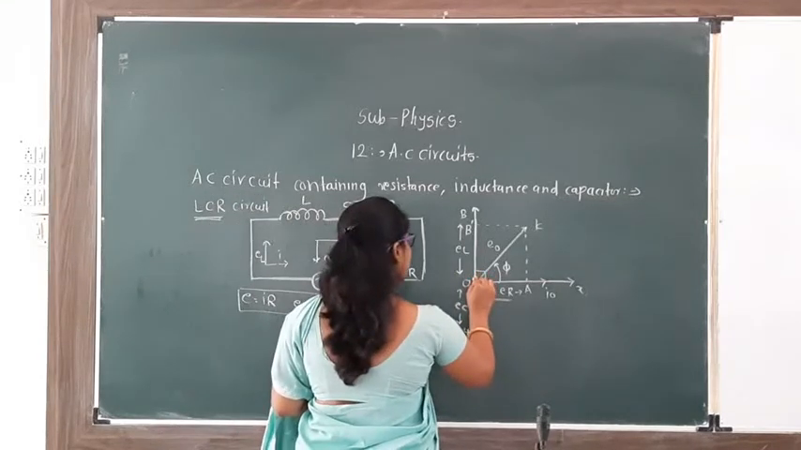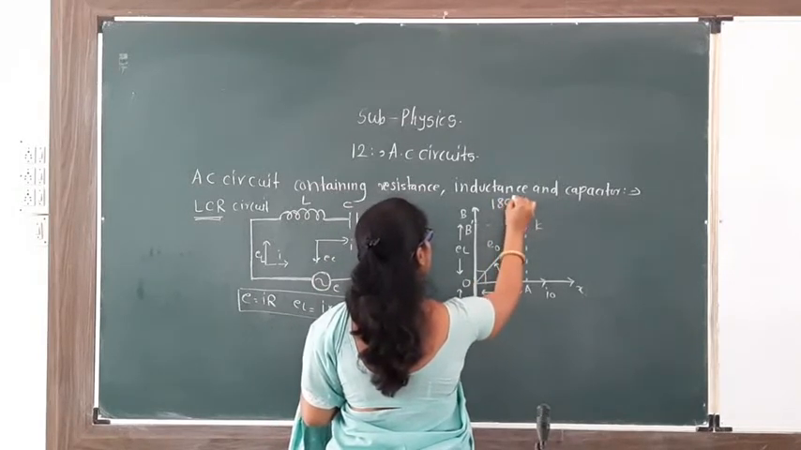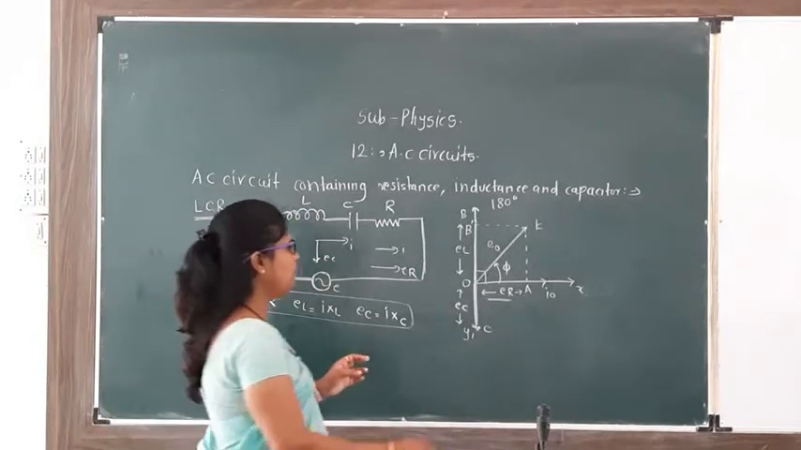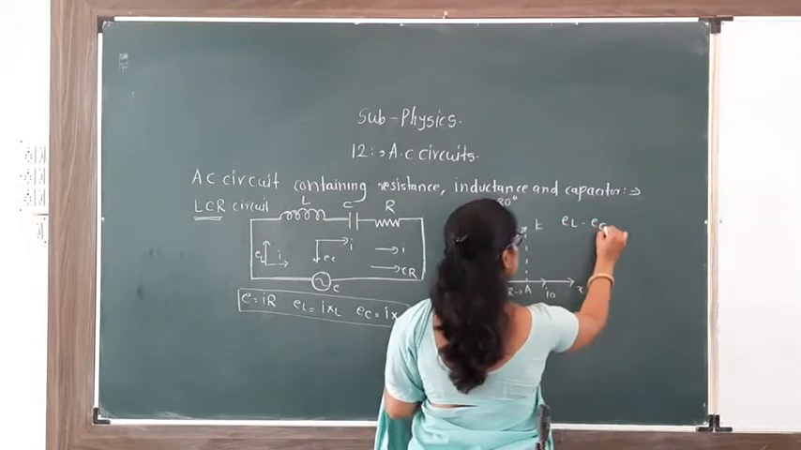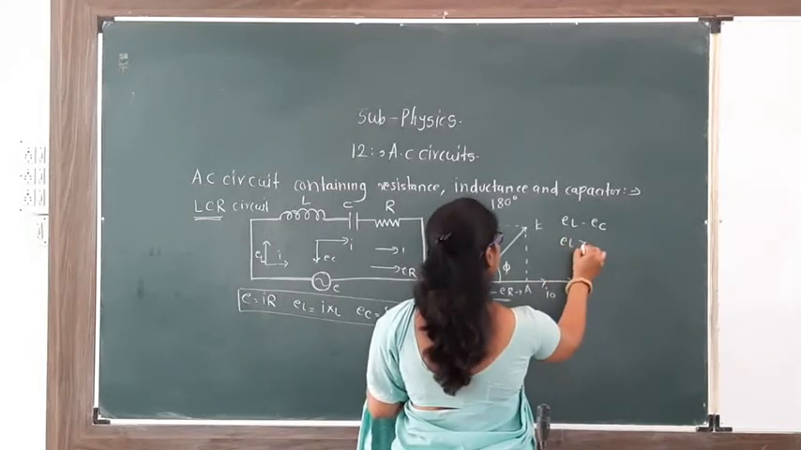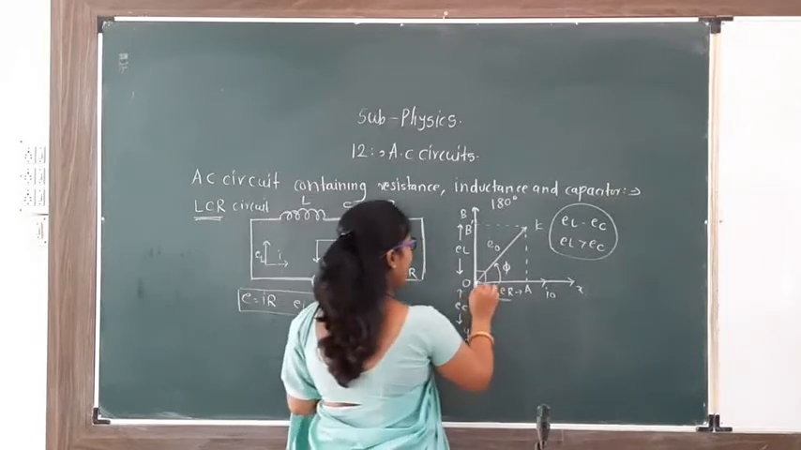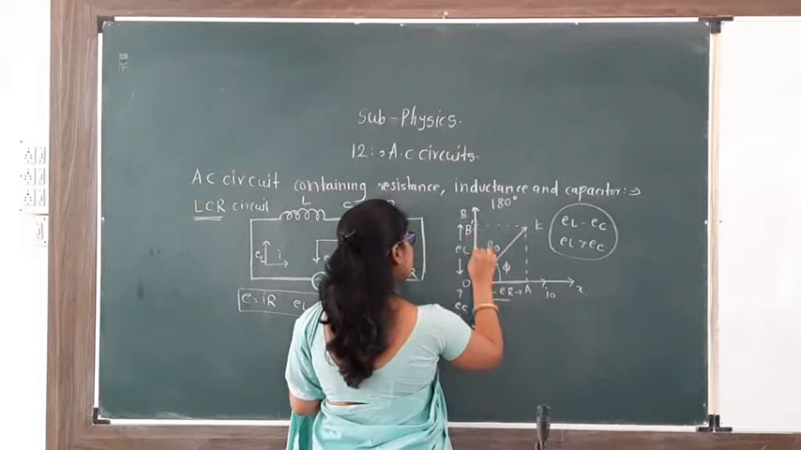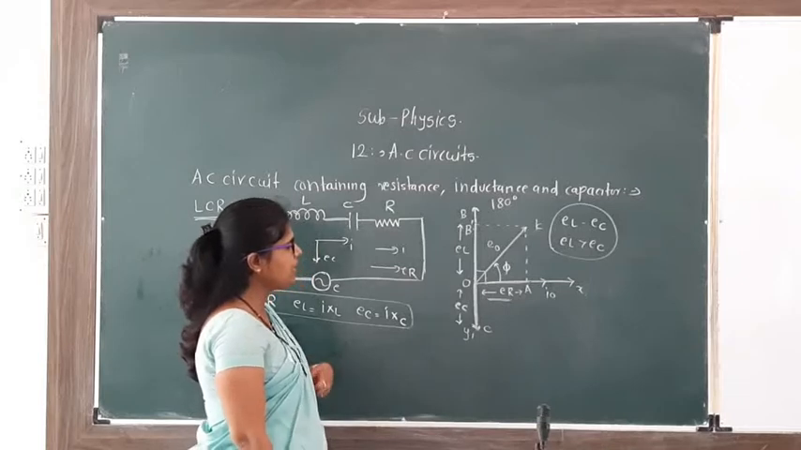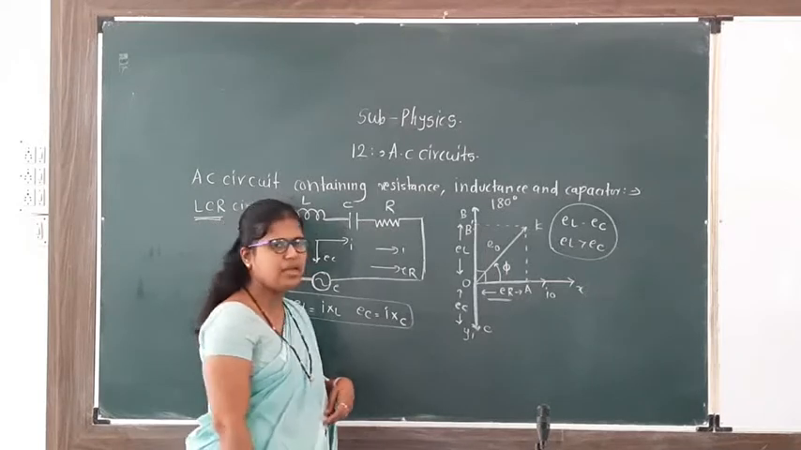The voltage across L and the voltage across C, EL and EC, have a phase difference of 180 degrees. So the net reactive voltage means EL minus EC, where EL is greater than EC. ER is in phase, and EL and EC have a phase difference of 180 degrees along the y axis, while ER is in phase along the x axis.